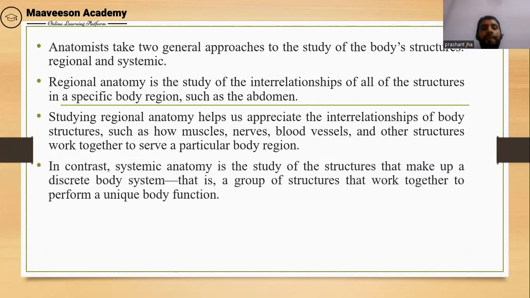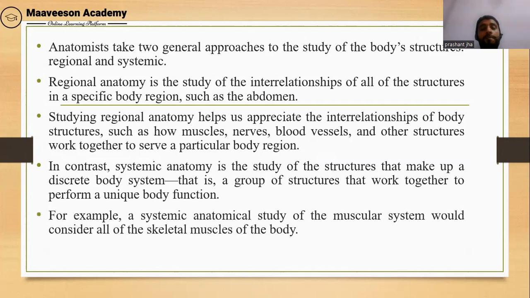In contrast, systematic anatomy is the study of the structures that make up a discrete body system. That is a group of structures that work together to perform a unique body function. For example, a systematic anatomical study of the muscular system would consider all the skeletal muscles of our body.